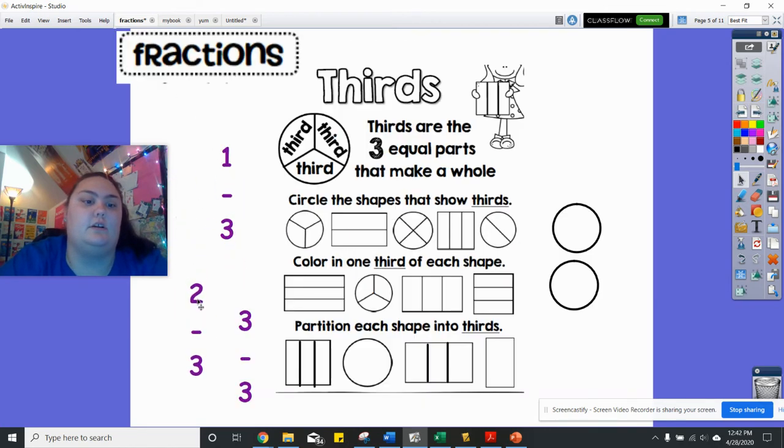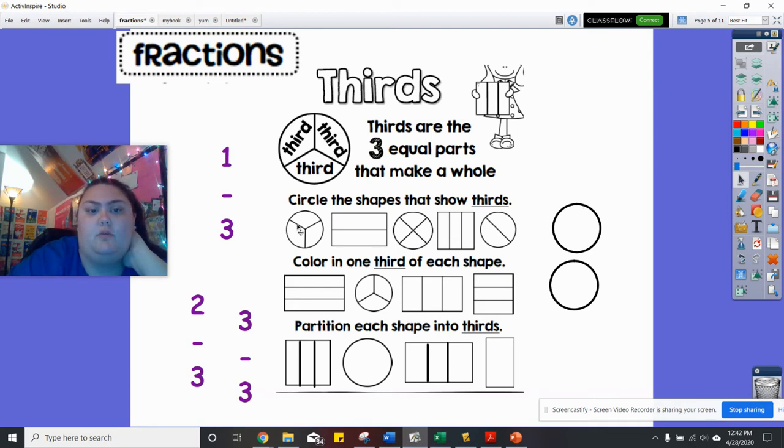Okay, next one. Thirds. Thirds are when you split it into three sections. So let's circle the shapes that show thirds. 1, 2, 3. Yes. 1, 2. No. 1, 2, 3, 4. No. 1, 2, 3. Yes. 1, 2. No. All right, now it says color in 1/3 of each shape.